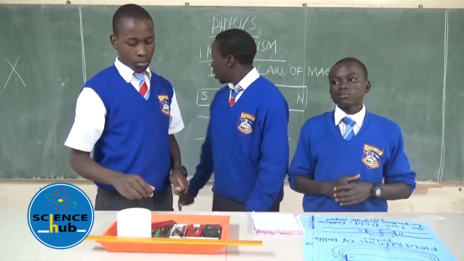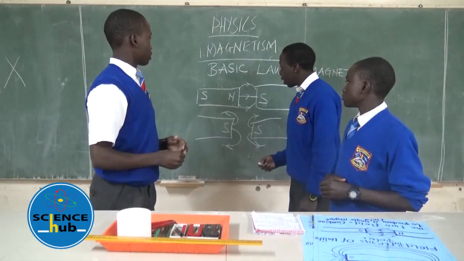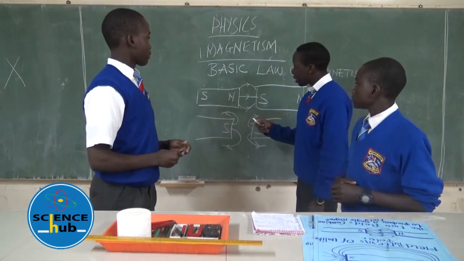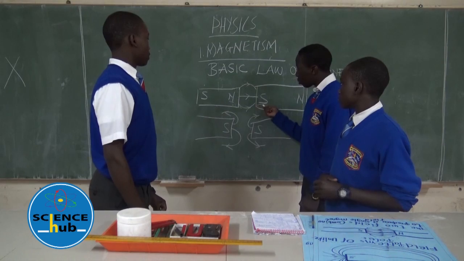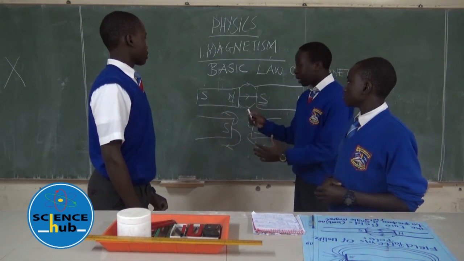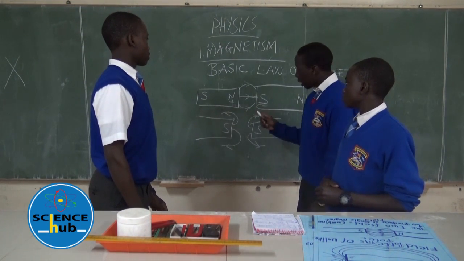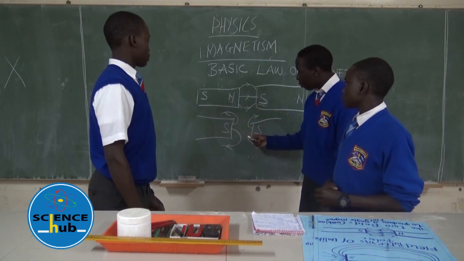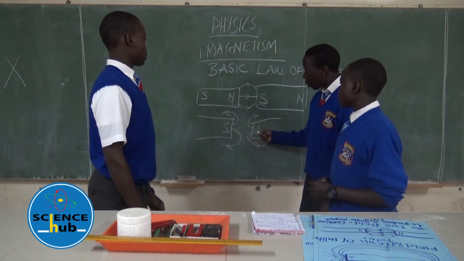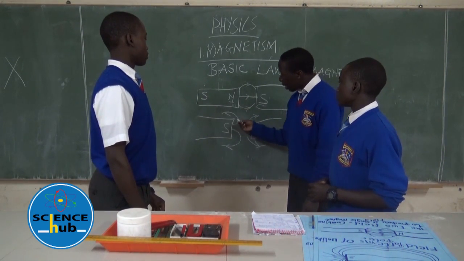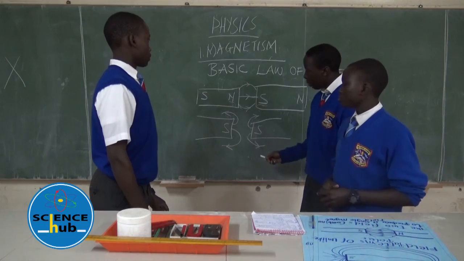For further understanding, I have drawn two bar magnets to demonstrate what my colleague John Peter has been saying. He has said that when two unlike poles of a magnet, the north pole and the south pole, are brought close together, you'll find that the north pole tends to be attracted to the south pole. But when you bring like poles together, it might be a south pole and a south pole, or a north pole and a north pole, you'll find that the fields of forces tend to repel each other.